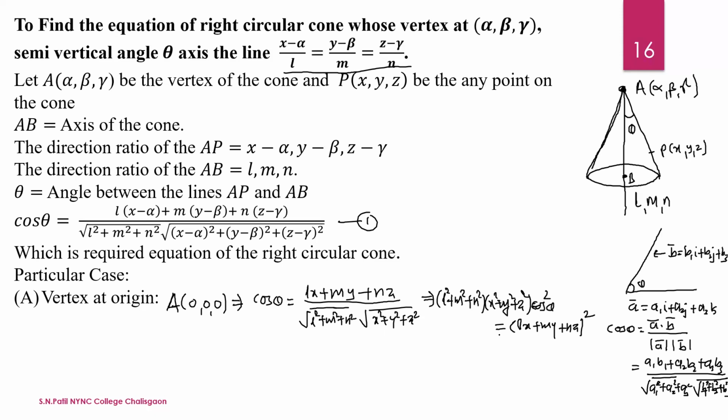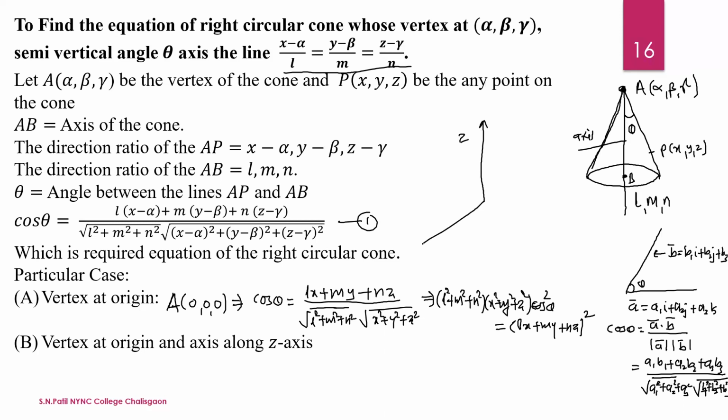Now the second case: the vertex is the origin and the axis is along the z axis. Now this is the axis, which is the z axis. Suppose this is the z axis, this is the x axis, and this is the y axis.